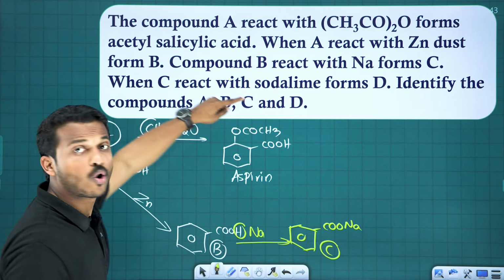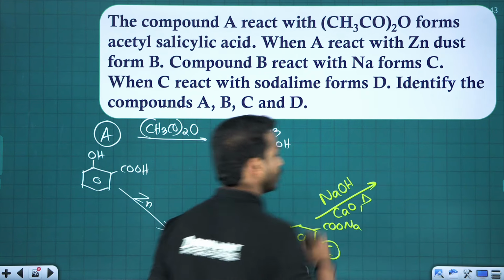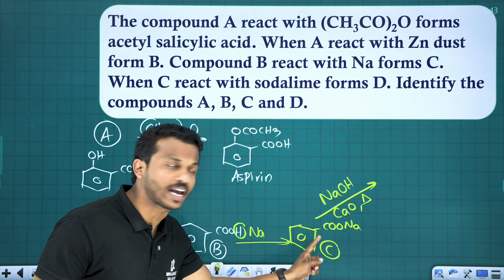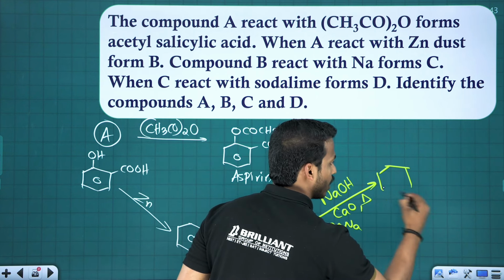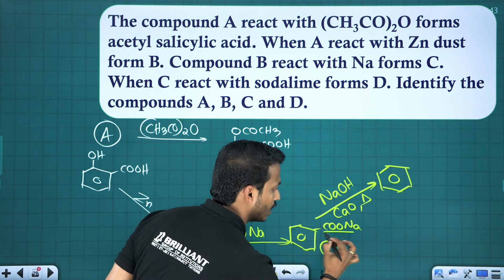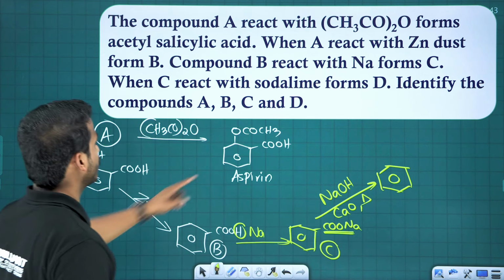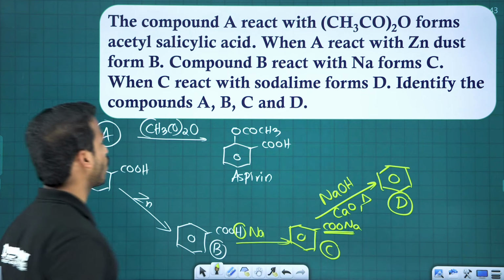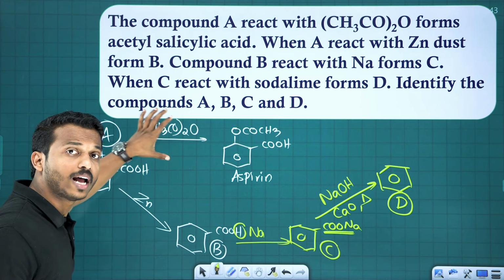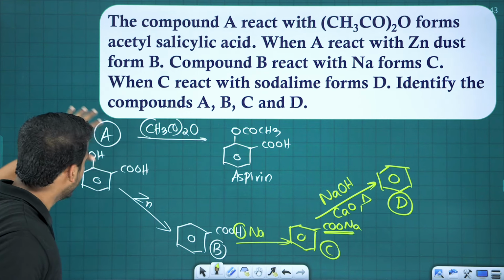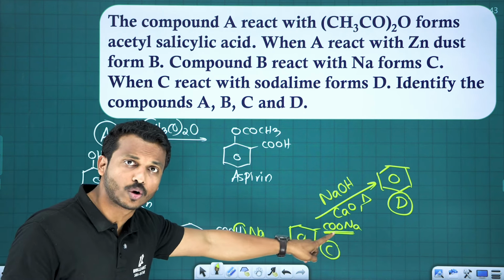When C reacts with soda lime, what is soda lime, dear? NaOH and CaO and heat. When the sodium salt of a carboxylic acid reacts with soda lime, we get what? One carbon less, the alkane. Here benzene forms because of decarboxylation. The byproduct is Na2CO3. So this is your compound D. Identify the compounds A, B, C and D. Clear, dear? So the first one is salicylic acid, which on acetylation gives aspirin. On reaction with zinc, phenol becomes benzene, and the acid when reacted with sodium gives the sodium salt of the acid.